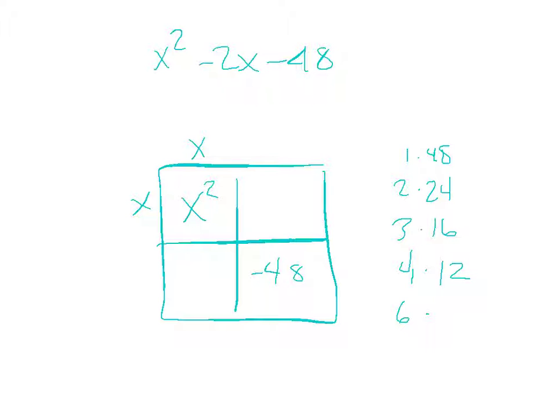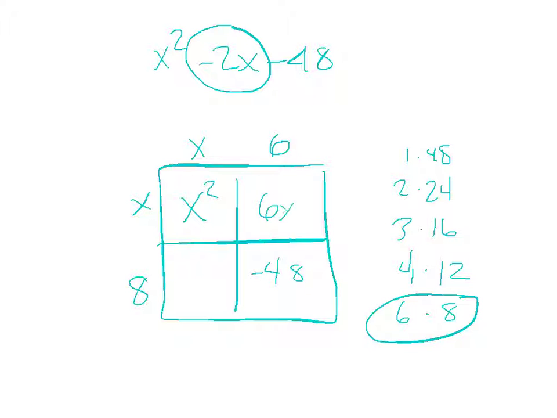6 and 8. I think that's it. Now, remember, we're trying to get a negative 2x. And it looks to me like my best bet is going to be the 6 and 8. So I'll put a 6 here and an 8 here. That would give me 6x and 8x. And let's see, negative 2x. So I think I want my 8x to be negative, which means that would be negative. And so my two bubbles are x plus 6 and x minus 8.